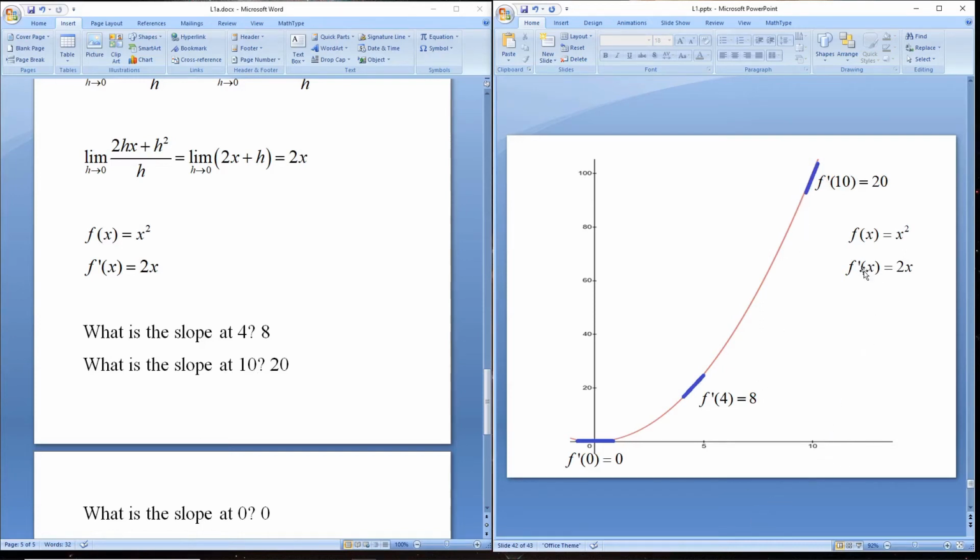So the derivative is giving us the slope at every point on a function. And this slope is also the slope of the tangent line. And your book does call this the instantaneous rate of change.